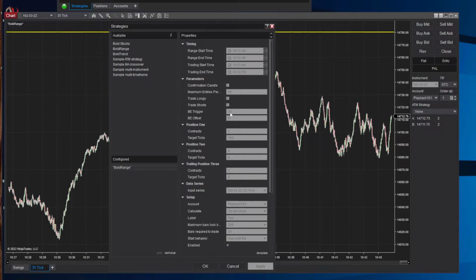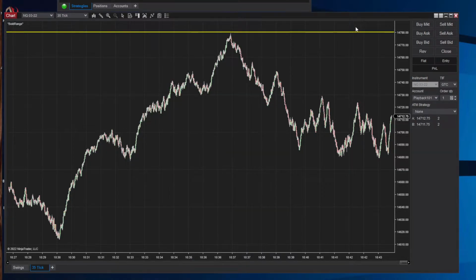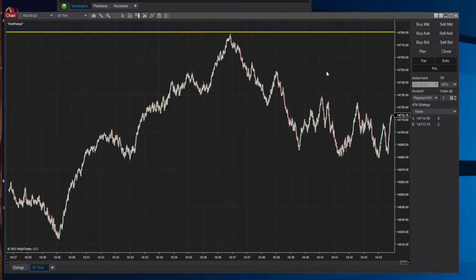So you can see here, I just wanted to show you my break-even trigger is 50. So it has to go 50 ticks in the positive direction, in my favor, before the stop loss will move from the back of the range. And when it moves, it will move itself to the offset, which is +5. So it will move itself 5 ticks in the green while my trade is running. All right, so I got this set up here. I'm going to make it go a little faster.